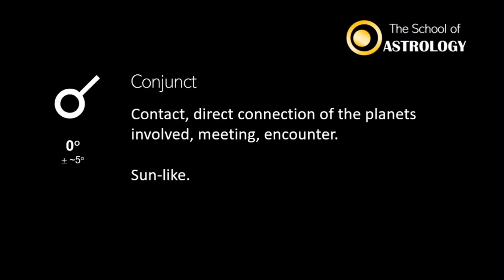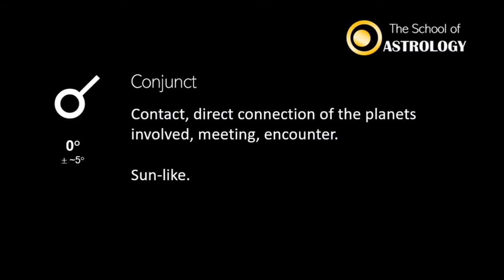Okay, so the first aspect that we cover is the conjunct, which is a direct meeting of two planets, ideally or precisely in the same degree. It's like an exact meeting, so to say. There is an orb, a deviation from the exact aspect that we can allow, which is plus or minus a maximum of 5 degrees if it applies to the sun and the moon, and 3 degrees deviation for all the other planets and elements of the chart.